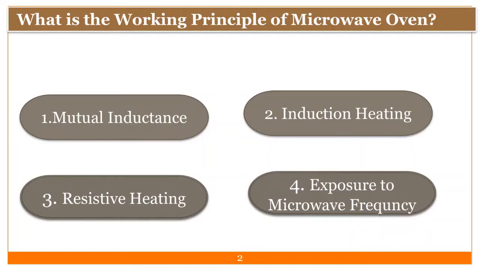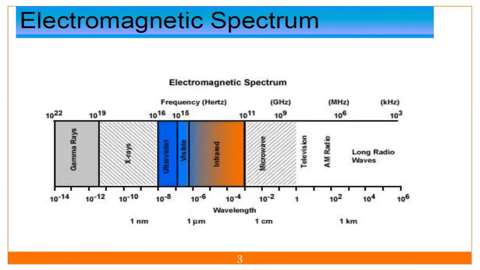In the previous lecture, I asked you one question: what is the working principle of a microwave oven? On which principle does it operate? The options were mutual inductance, induction heating, resistive heating, and exposure to microwave frequency. The correct answer is option number 4. In the comment box, I think Aniket has given the correct answer. He is the only one who commented.